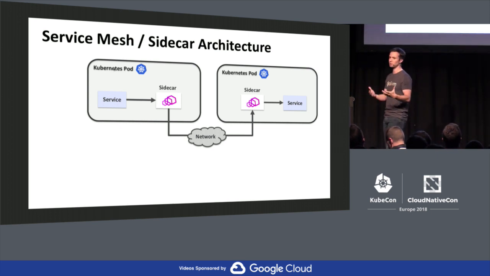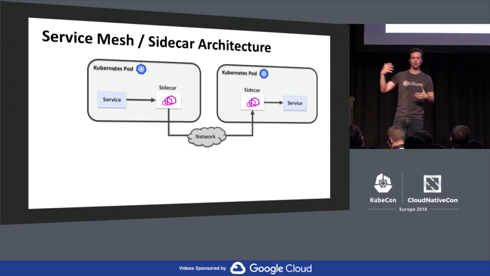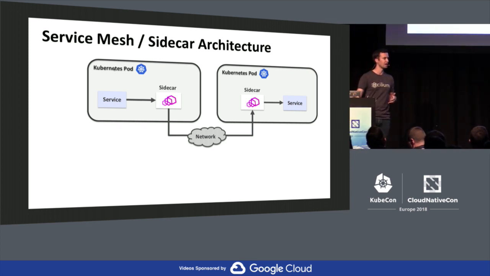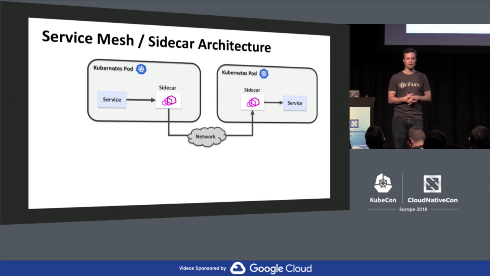This allows, for example, to do retries. So if the service at the other end responds with a 5xx HTTP error, we can, for example, retry and do this again, right? It allows to do tracing and so on. You all know about the promise and the values that a service mesh can provide. And if you look at this picture, it looks pretty simple. It looks neat. It's a good architecture.